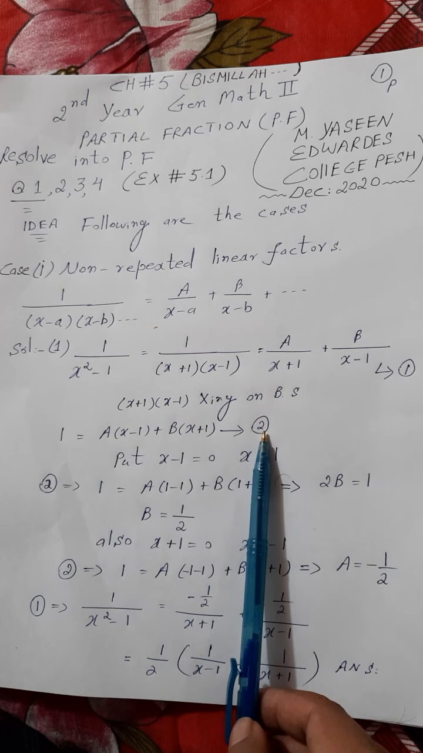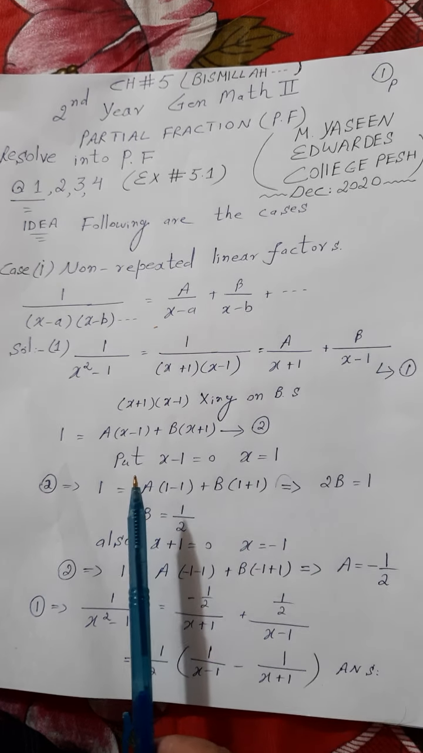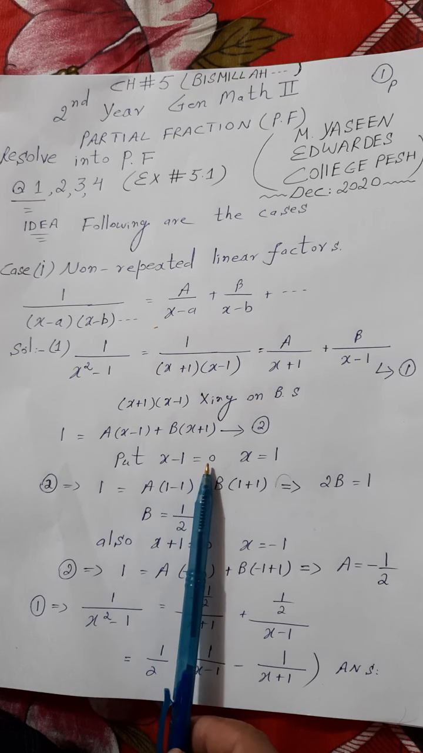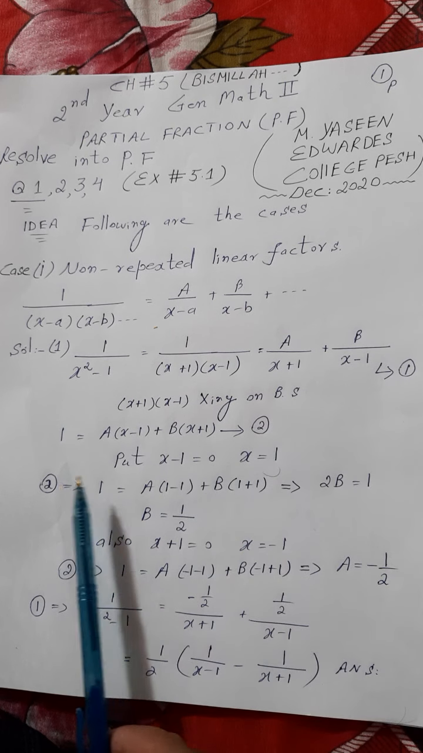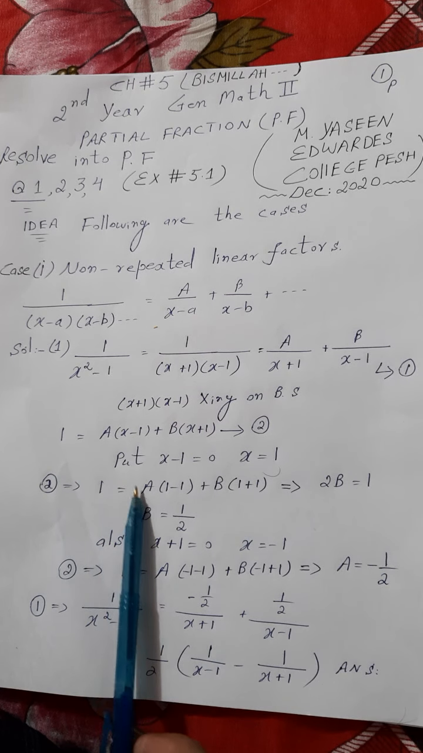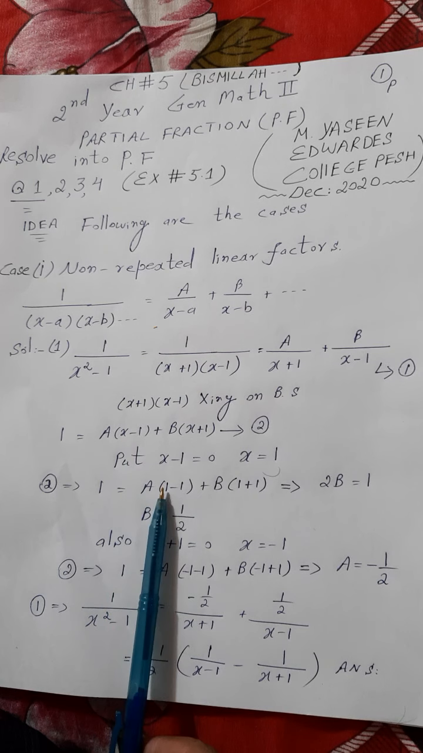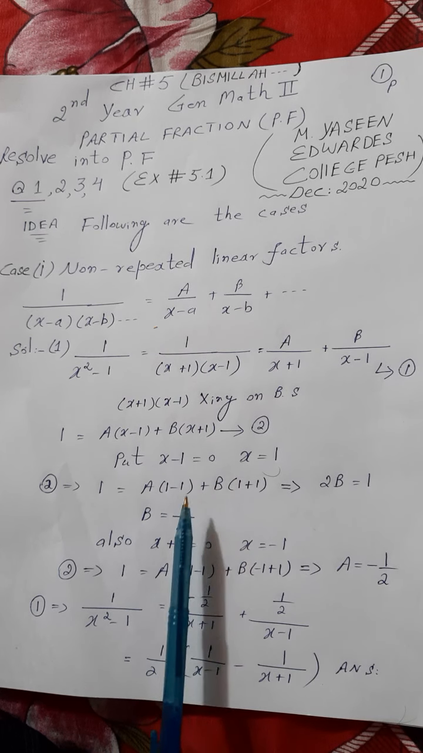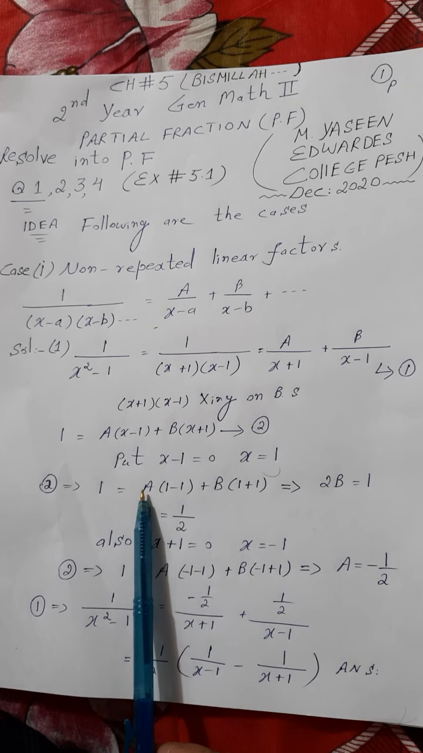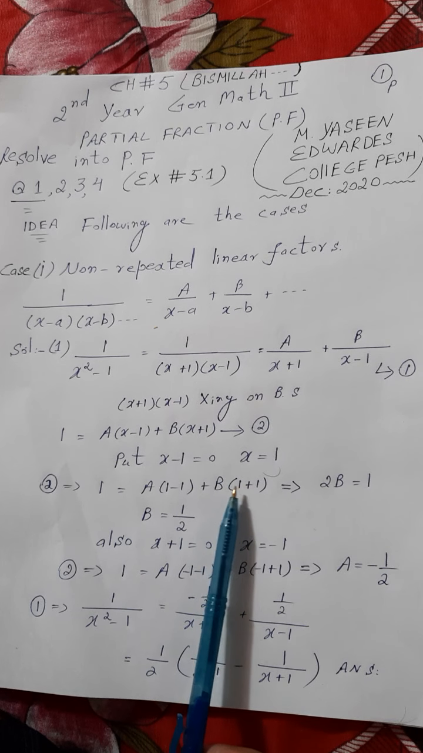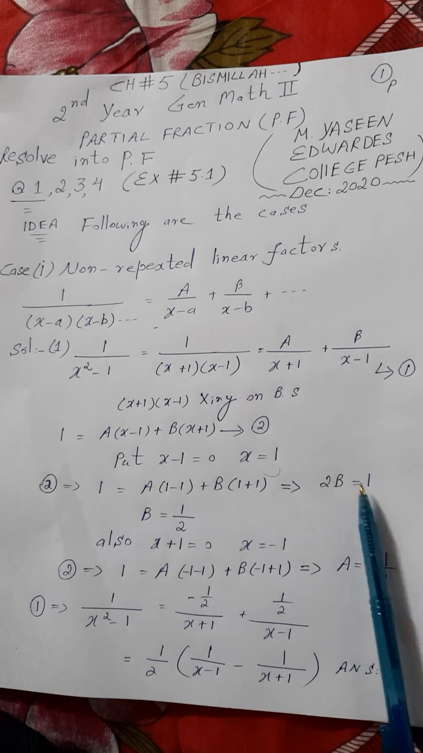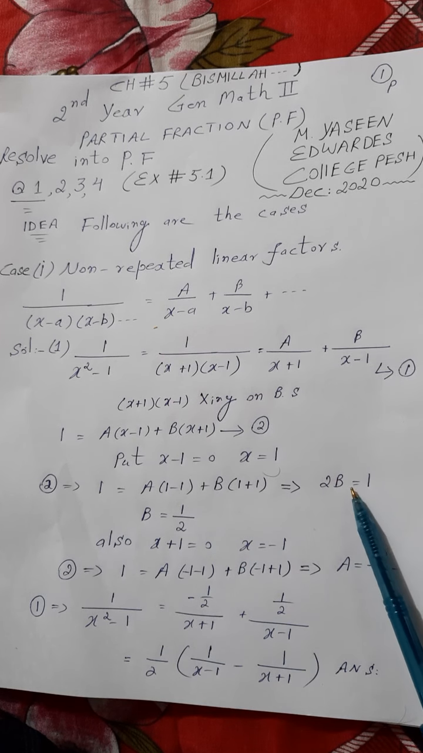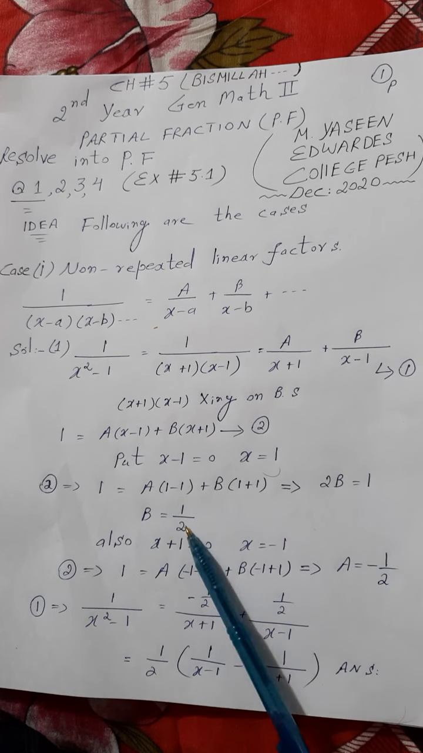Now our target is to find the values of A and B. So first put x minus 1 equal to 0. In this case x is equal to 1. Put 1 in equation number 2. So 1 equals A times (1 minus 1), which is 0, so A vanishes, and there B times 2 is equal to 1. So after simplification, B is equal to 1 by 2.